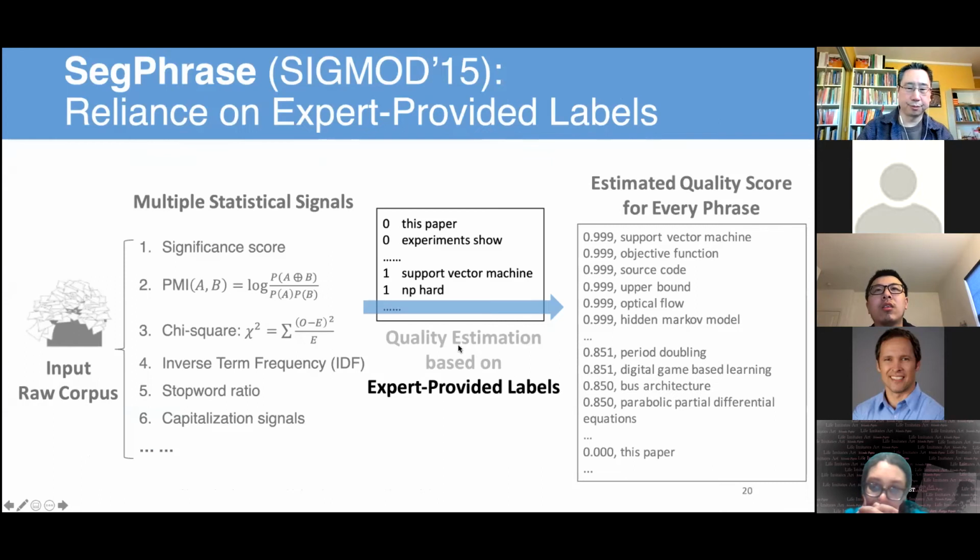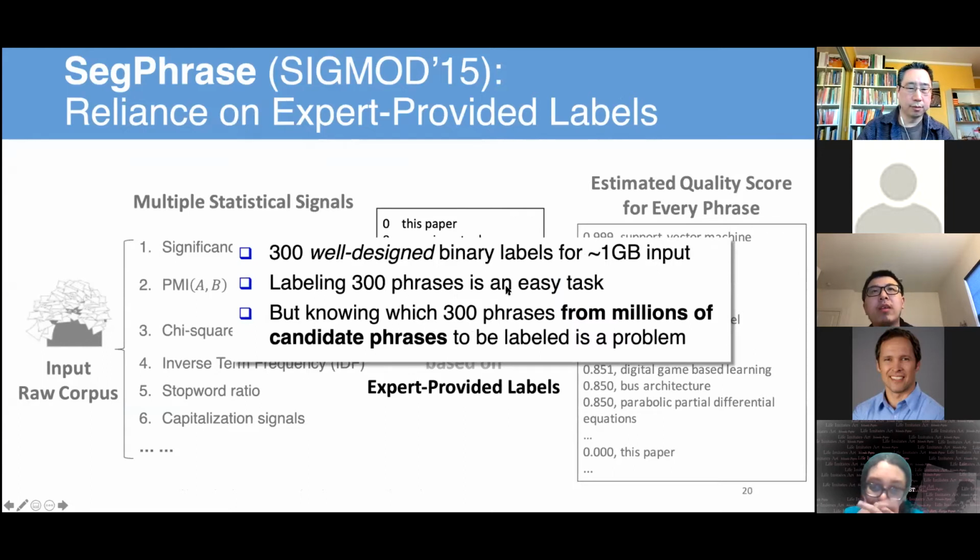So how weak are these expert-provided labels? Based on our experiments, for about 1 GB of raw input, 300 well-designed binary labels are probably enough. But you can see I highlighted "well-designed", which means these labels are not easy to come up with. If you are a domain expert asked to annotate these labels, with only 300, maybe you don't even need more than 10 minutes. It's quite a light effort. But how can we know which 300 phrases we should label? This is a very difficult task.